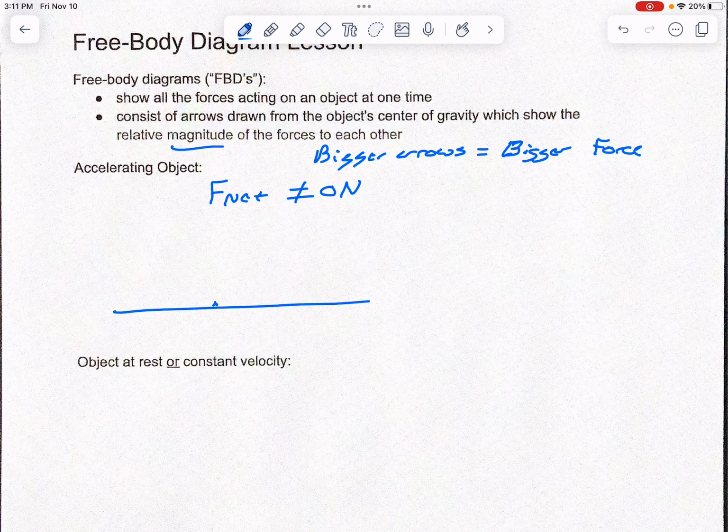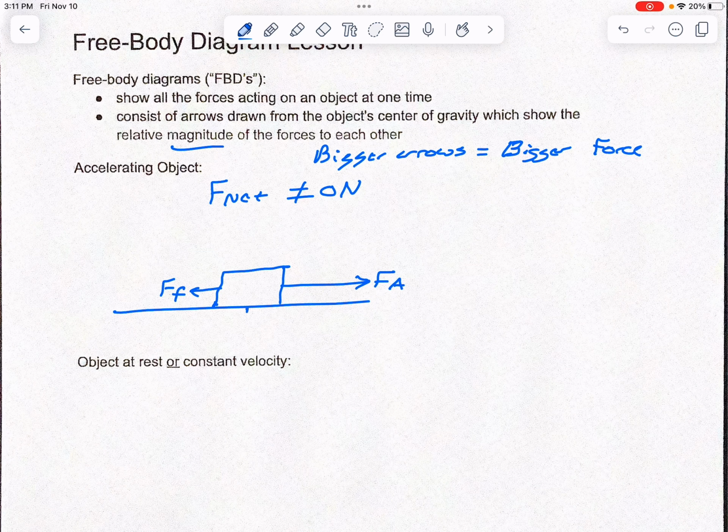We're just going to say we're pushing an object across the surface. So I'm pushing it to the right with an applied force. Now, what's acting on it is friction as well, but if I'm accelerating, that means I'm overcoming that frictional force. My applied force is stronger. So that FF is still there, it's just not as big.